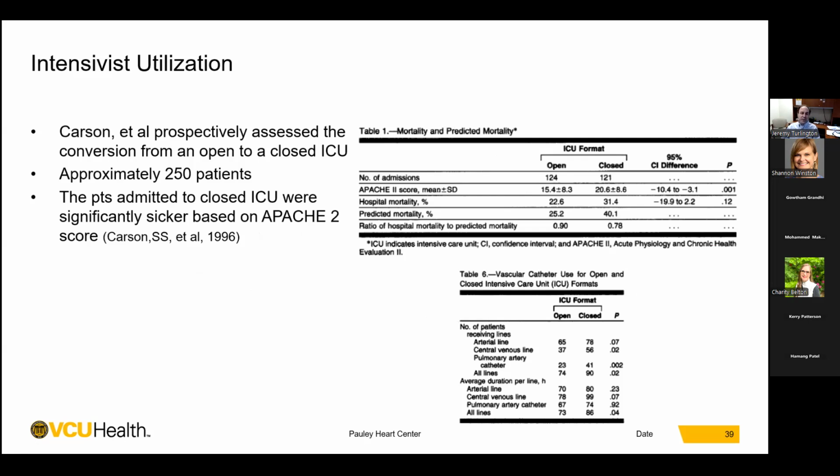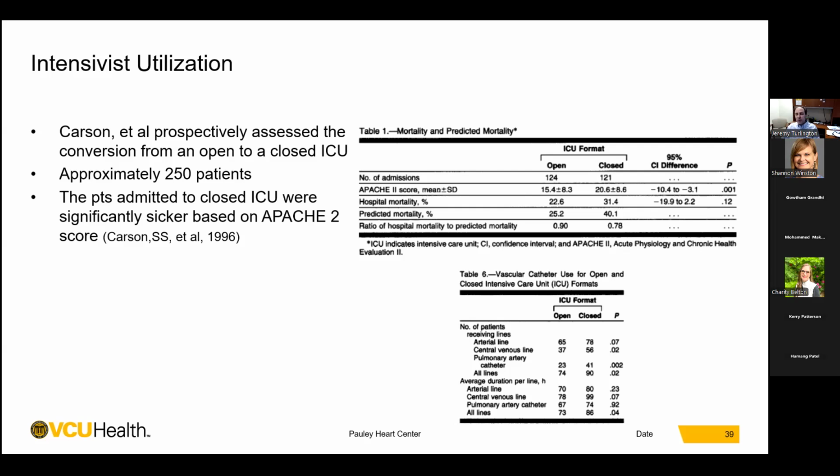Carson and another group prospectively looked at converting an ICU from an open to a closed model. It's another 250 patients. What they looked at was the predicted mortality and then the actual mortality afterwards. They found that the predicted and actual mortalities were closer in the closed ICU, that you could train these patients and there wouldn't be big swings. The patients were sicker, but they were surviving at a better rate. There's no difference in resource utilization. So even though these patients were sicker in the closed unit, they weren't taking up more utilities in any way.